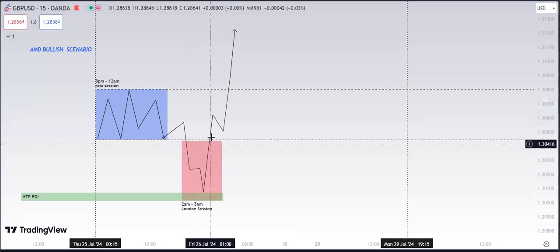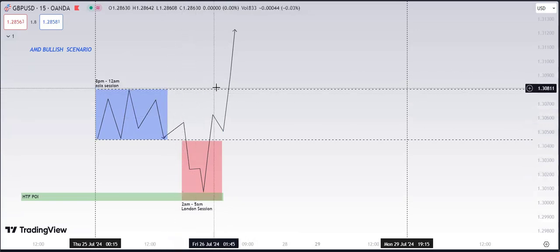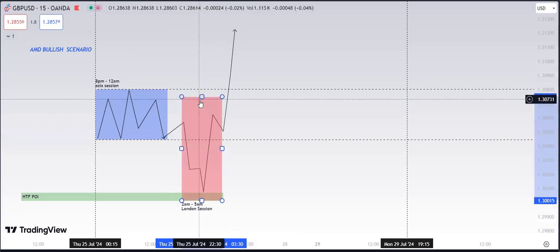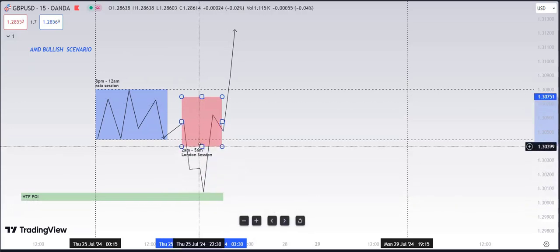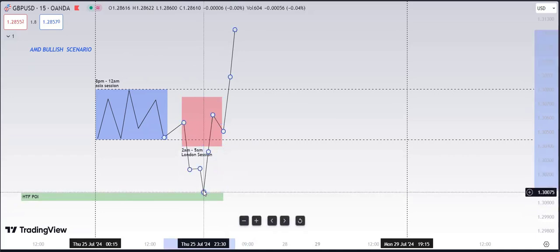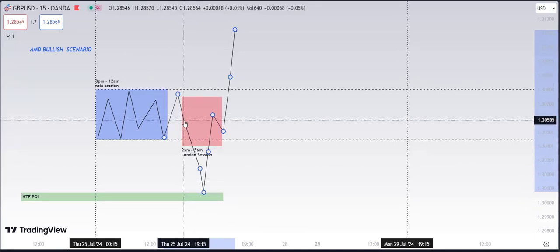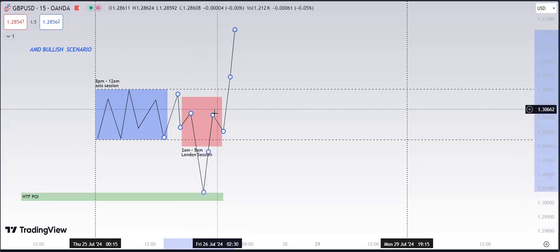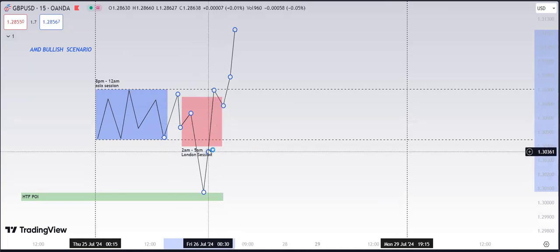We don't want to see price break this level during the London session. It could come as close as this, it's perfect, it's still perfect. London session could be as short as this. It doesn't have to manipulate in here. Understand me? It doesn't have to manipulate in here. London session could be as short as this.